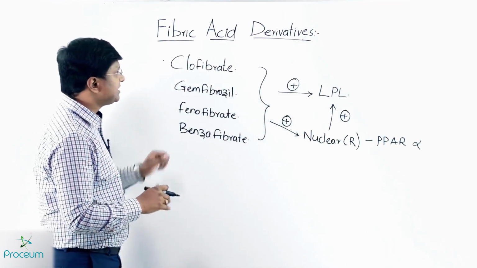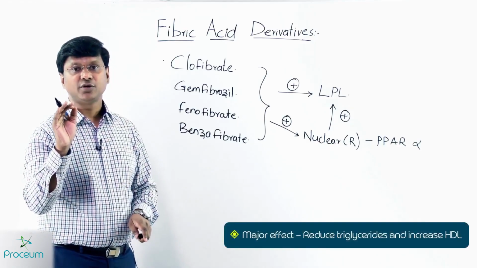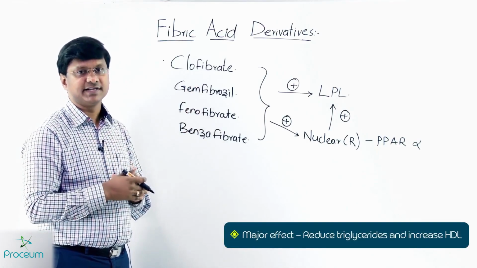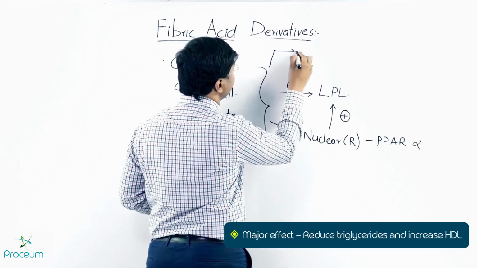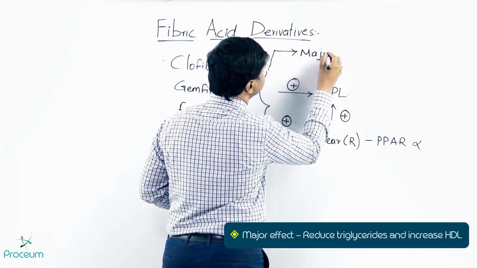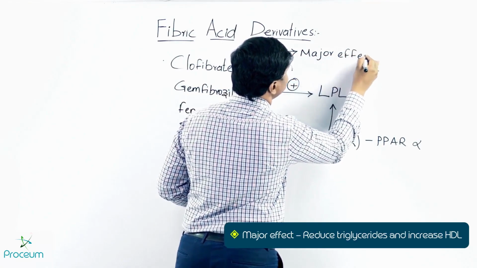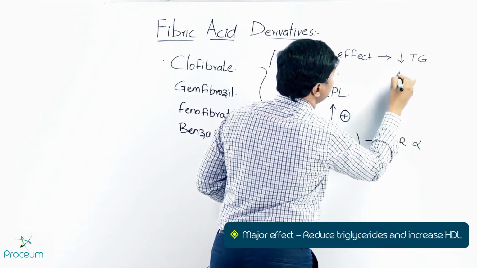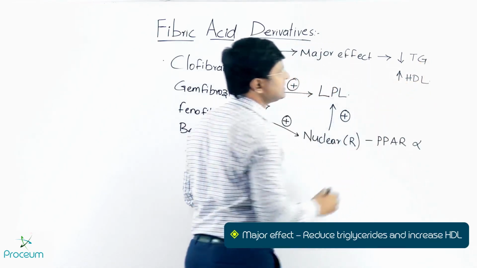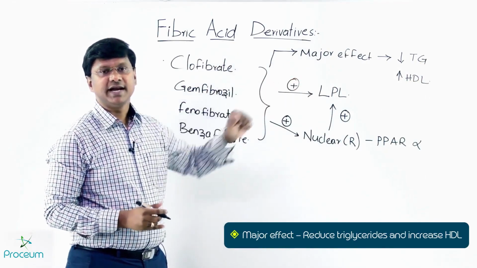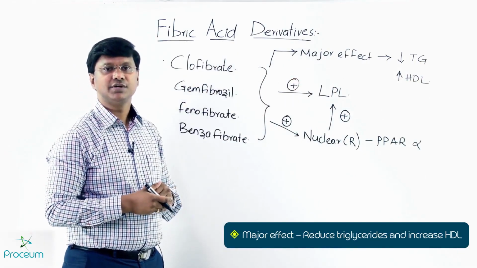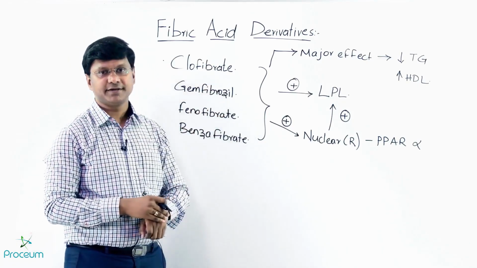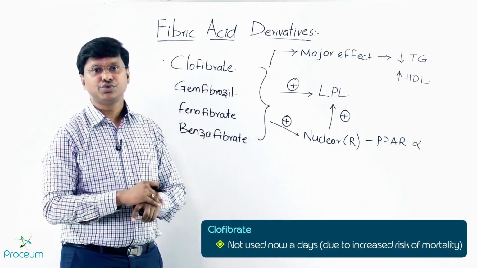Now the major effect of this particular group, the fibric acid derivatives, is to reduce the triglycerides. This is a very, very important point. The major effect is to reduce the triglycerides and as well as increase the HDL, which is the good cholesterol. But remember one important point about clofibrate. Clofibrate is not used now.